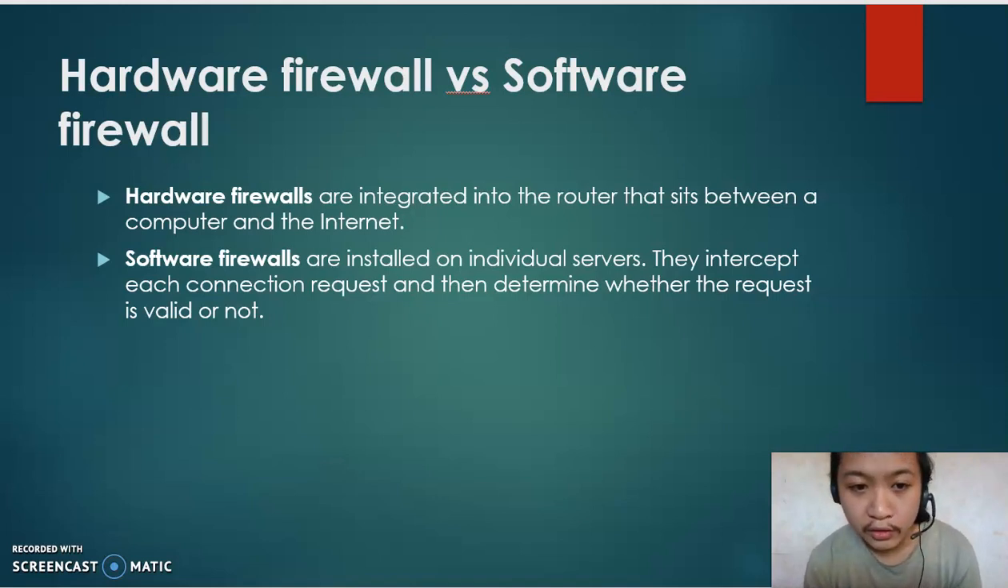Software firewalls are installed on individual servers. They intercept each connection request and then determine whether the request is valid or not. This is what I was saying before, that software firewalls are like Norton, Kaspersky, and other softwares. These are legitimate softwares that can protect you from attacks.